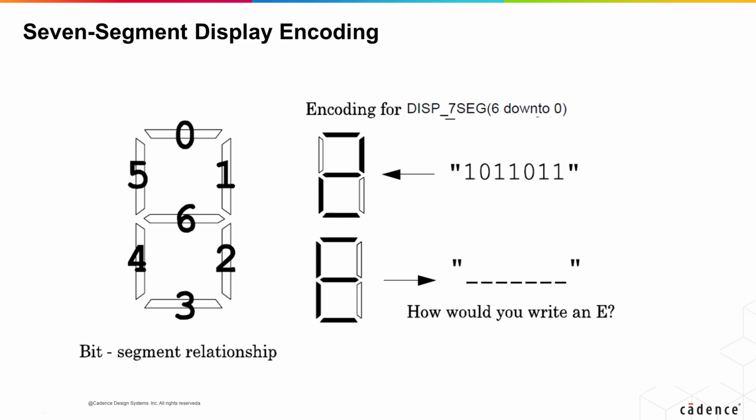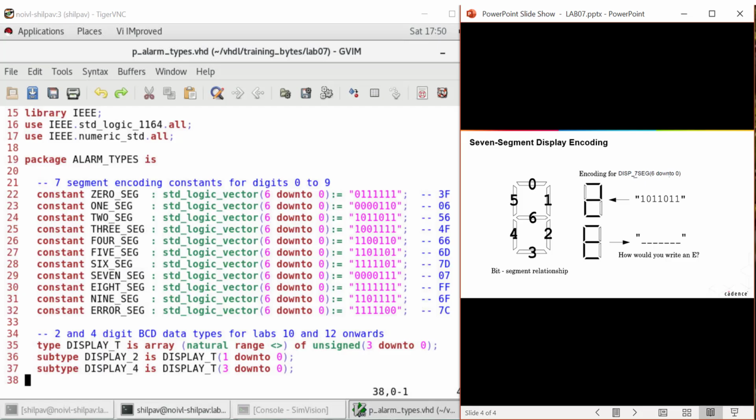For all these, as well as any unknown value such as UUUU, we will indicate an error condition by outputting the encoding to display as E. The encoding for the 7-segment display is defined for you in a package named alarm_types in the file p_alarm_types.vht. The bit patterns for each of the digits are declared as constants for better readability. In the design file, we can use constant names instead of the bit patterns by importing the alarm_types package.